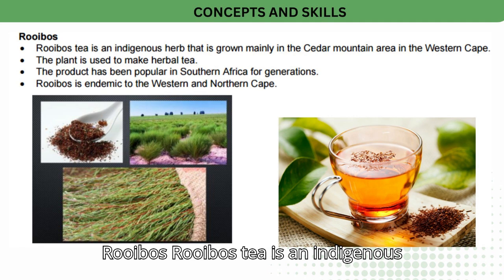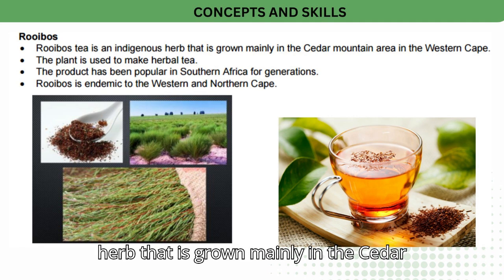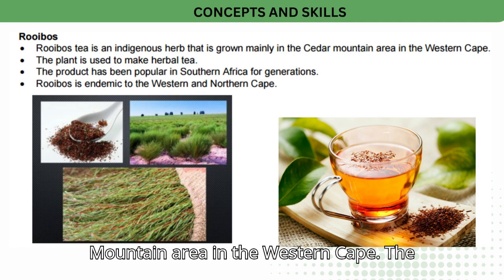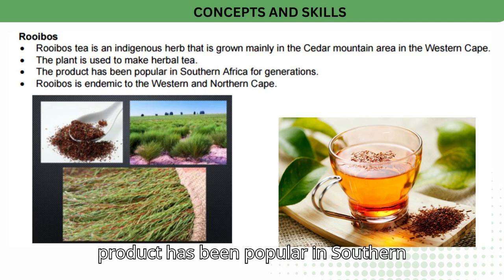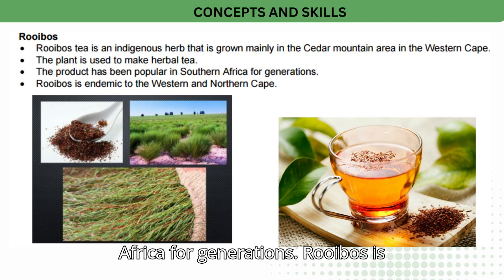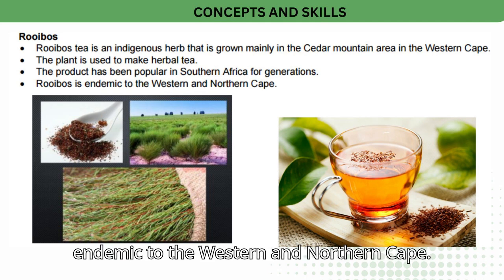Rooibos. Rooibos tea is an indigenous herb that is grown mainly in the Cedar Mountain area in the Western Cape. The plant is used to make herbal tea. The product has been popular in Southern Africa for generations. Rooibos is endemic to the Western and Northern Cape.